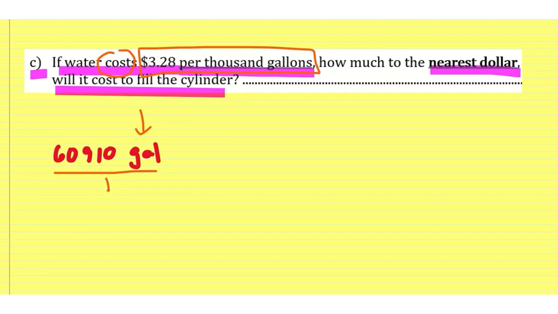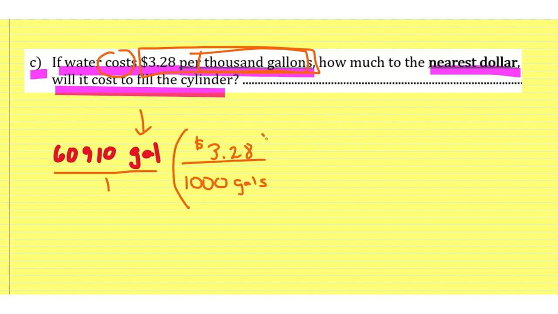So I do not want gallons in my final answer. So I'm going to put that over the invisible 1 to remind myself it's in the numerator, and I'm going to get rid of the gallons. That means I'm going to put 1,000 gallons in the denominator, and 1,000 gallons is going to cost us $3.28. This allows us to cancel out the gallons, and it leaves us with the dollars, the units that we want our final answer to be.